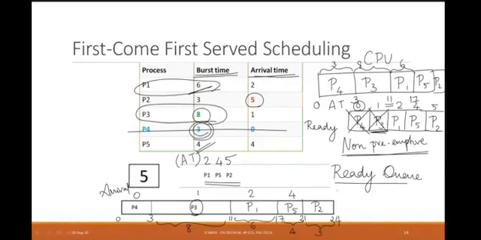P5 burst time is 4. So 17 plus 4 is 21. Finally, P2, 3 time units. 21 plus 3 will be 24. Yes? So this is your Gantt chart.